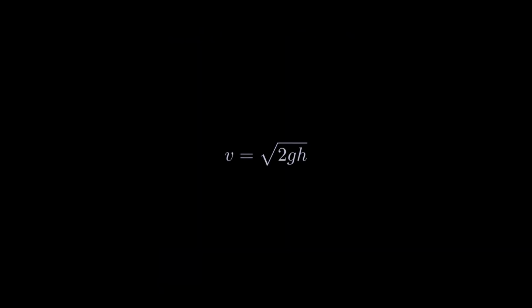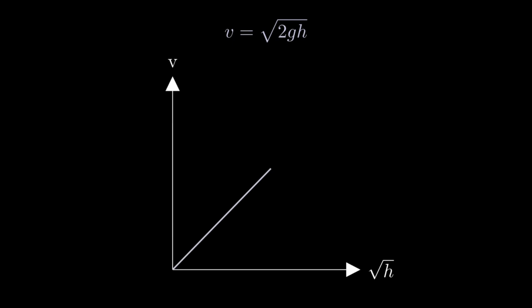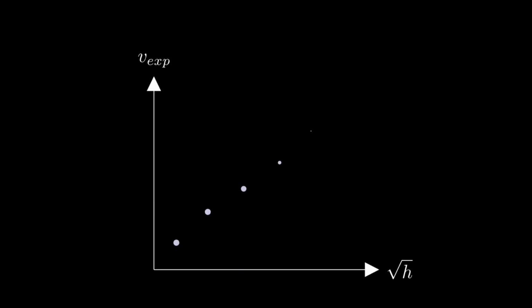Based on the equation we derived, when we're trying to graph a v versus root h graph, the slope should be equal to root 2g. So we want to show that the experimental data we get versus root h graph should also have a slope close to root 2g.